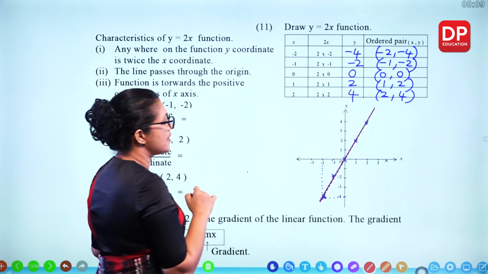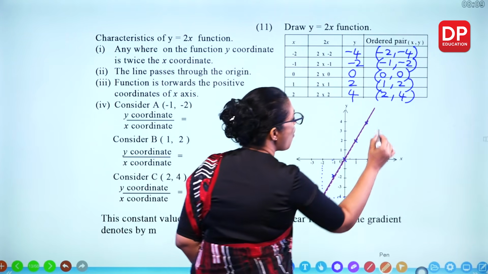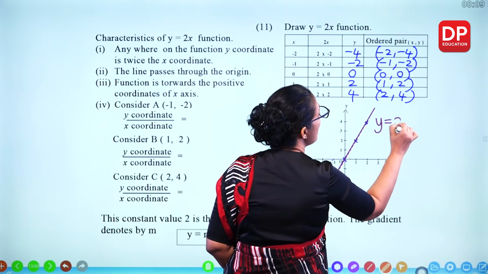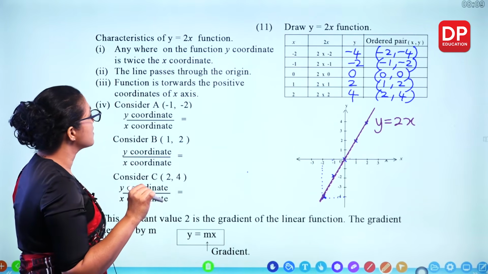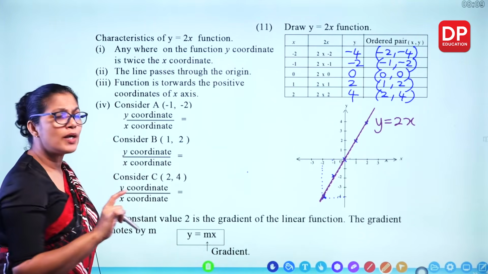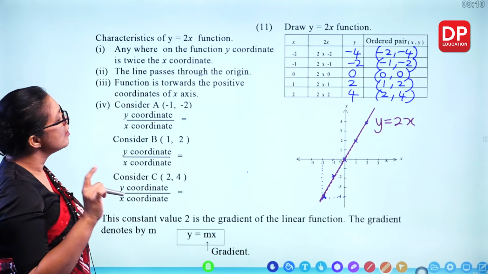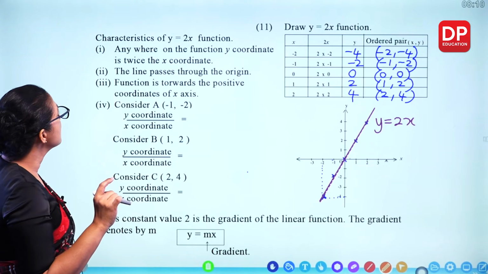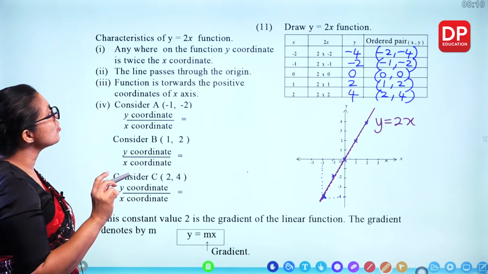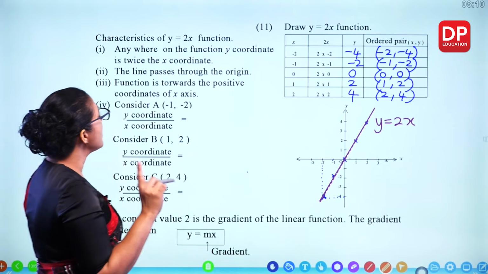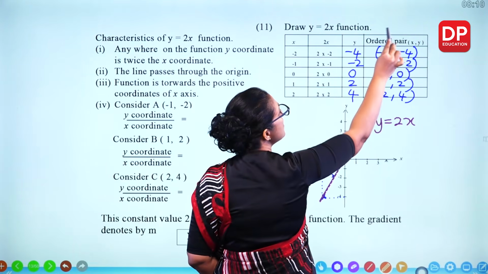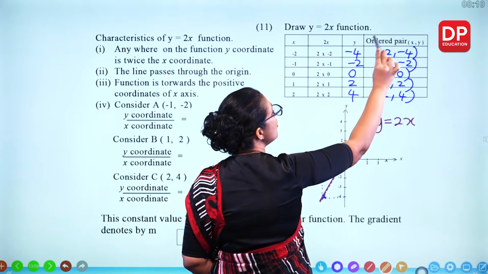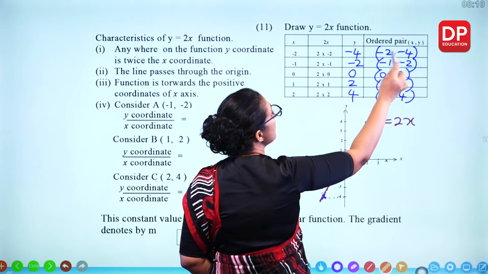So you get this. So what's this graph? Y equals 2x, a continuous function. So what are the characteristics of the y equals 2x function? Anywhere on the function, the y coordinate is twice the x coordinate. Here we can see that. Always when you multiply by 2, you get the y value.